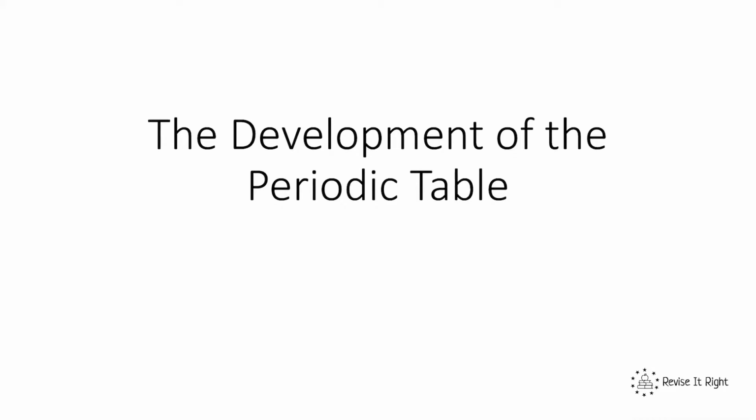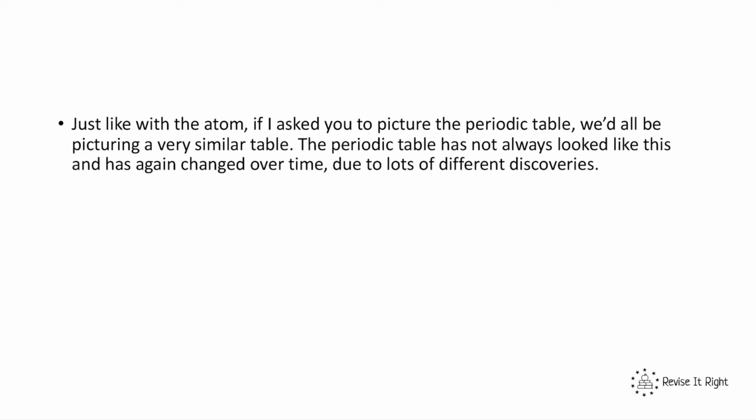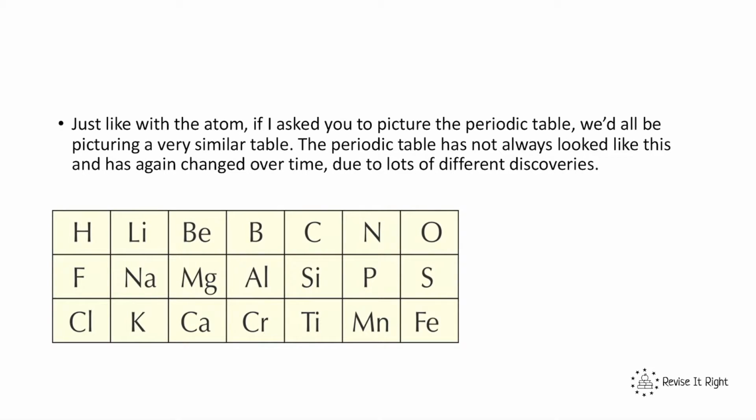This video is called the development of the periodic table. Now, just like with the atom, if I asked you to picture the periodic table, we'd all be picturing a very similar table. However, the periodic table has not always looked like what we know it to look like now, and it has changed over time due to lots of different discoveries. So, for example, here is an example of an early periodic table.